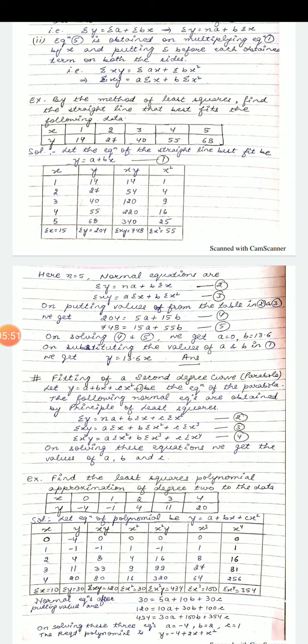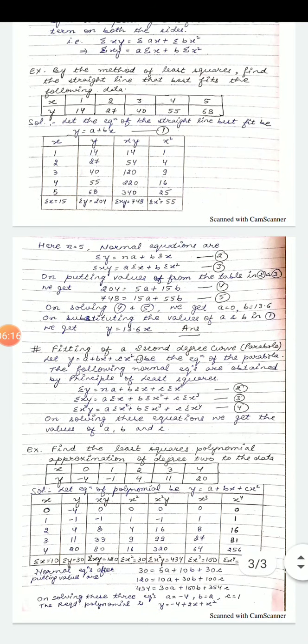normal equation. So first column is of x. We have taken summation x as 15. We have added all the entries in the column of x. Y, again we have calculated summation y, it is 204. We have again calculated the column for xy, x into y. So summation xy is 748, and summation x square is 55.